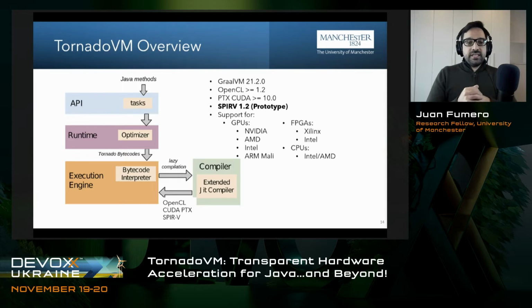Then we have the optimizer. So this is at the user level. The rest is the pure Tornado runtime and compiler level. So then we have an optimizer, and pretty much what the optimizer does is memory optimizations.